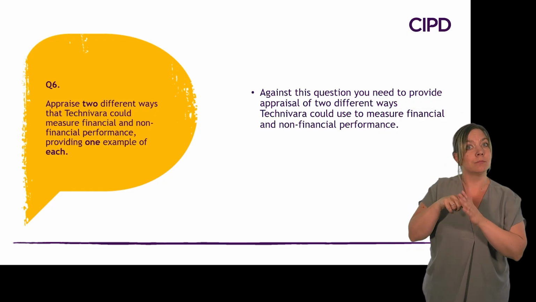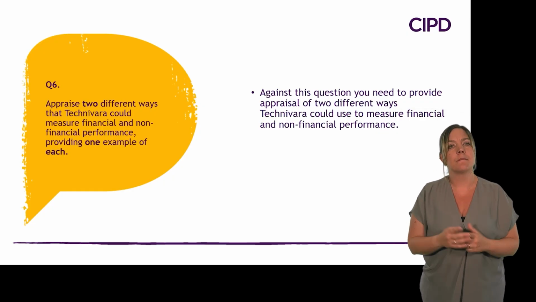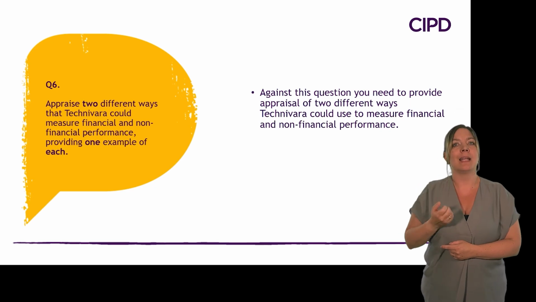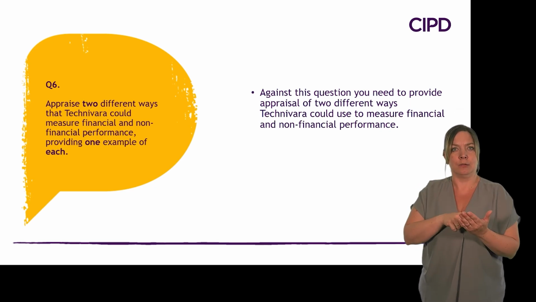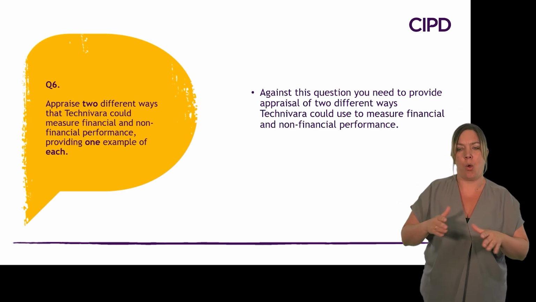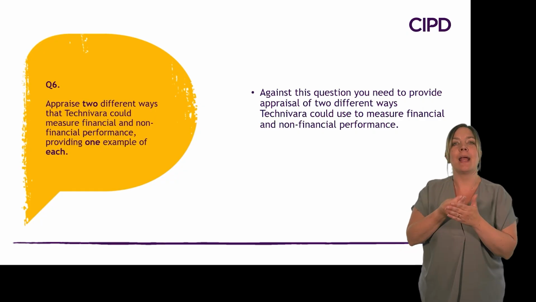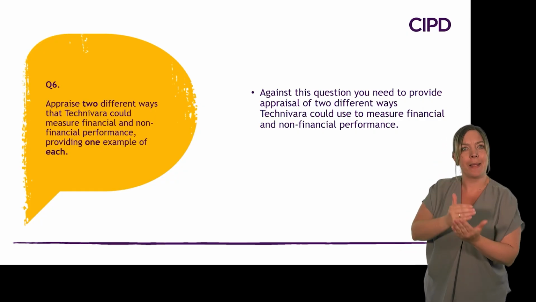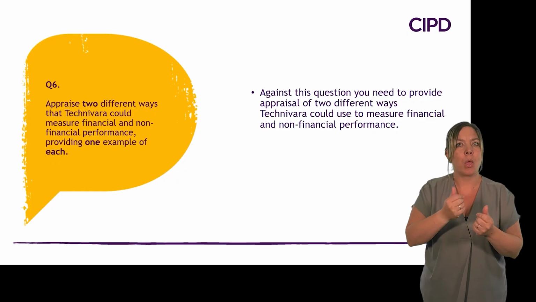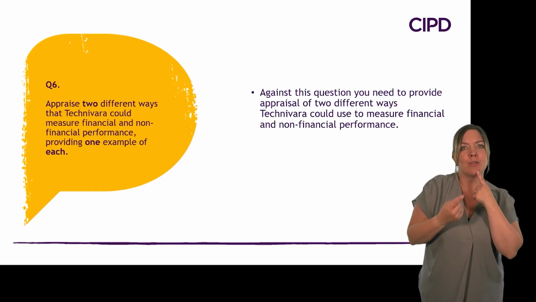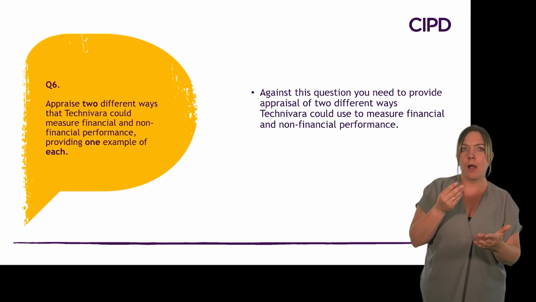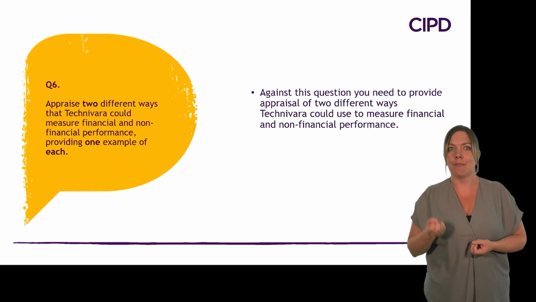The income statement shows profit and loss over a given period of time. The other choice could be a cash flow statement. Again, cash flow statement provides financial information that summarises the amount of cash entering and leaving the department or the organisation. So now let's look at non-financial performance measures.